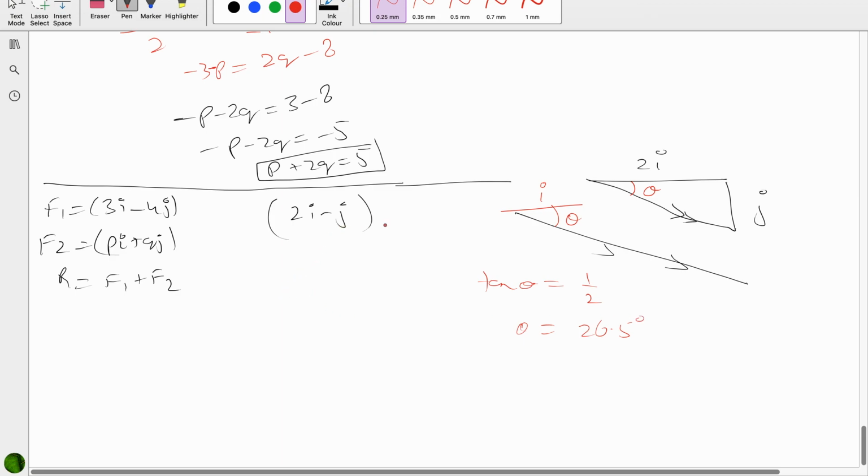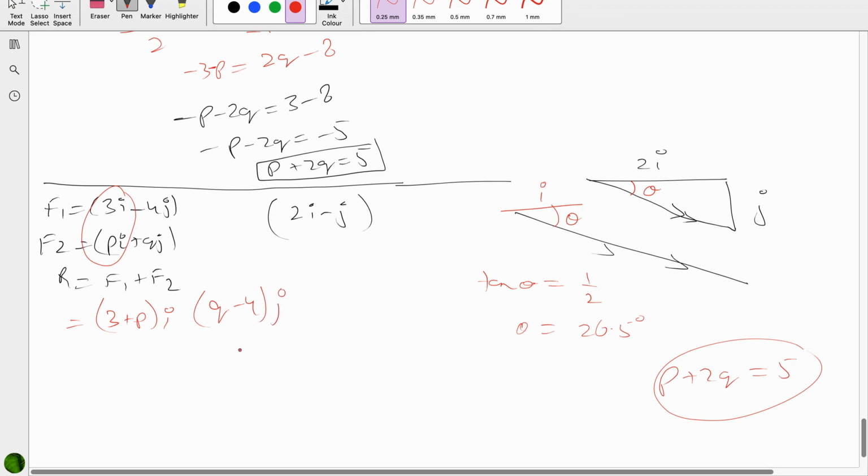The second part said: show that p plus 2q is equal to 5. If they are parallel, first we found R by adding the two vectors, F1 plus F2. If you add them, you get (3 plus p)i and (q minus 4)j. Now we know that these two are parallel, so I'm dividing i with i and j with j, to make a similar triangle.